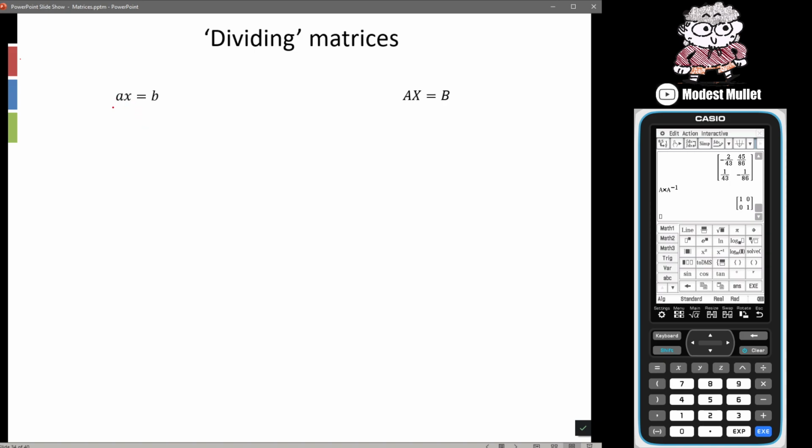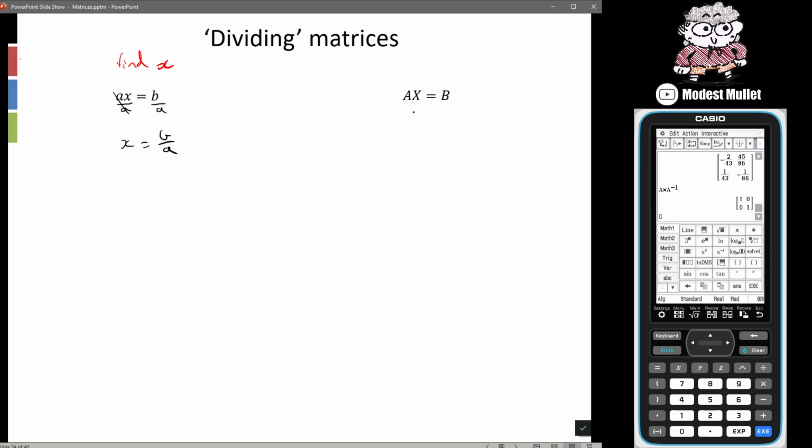So if we look at a regular algebra equation that we're trying to solve, if we have ax equal b and we want to find x, well, we use inverse operations where we divide this side by a, divide this side by a. Those cancel, so we get x is equal to b divided by a.